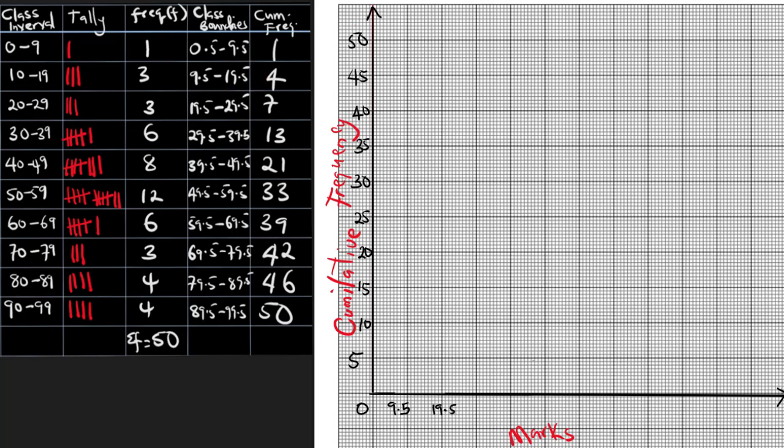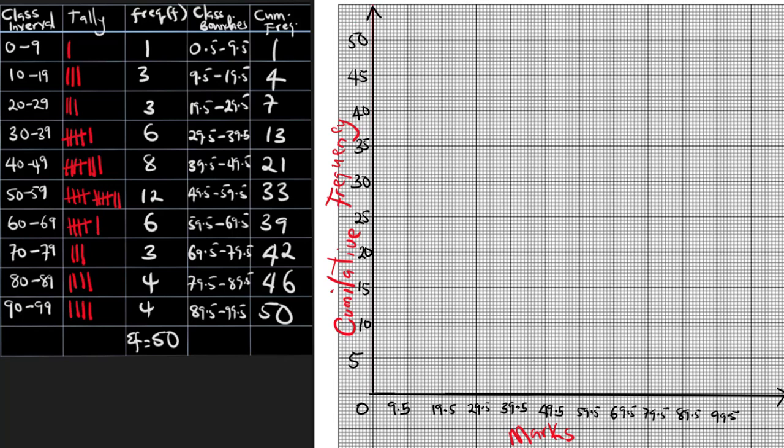The next one will be what? 29.5. Next one will be 39.5. Next 49.5. Next one will be 59.5. Next will be 69.5. Next 79.5. Then 89.5. Then 99.5. You can move further if you want to, but we know that the highest value is 99.5, so we can stop there. So having done this, the next thing is to get our coordinates, right?